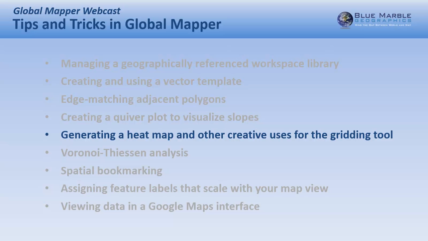So the next bullet is talking about heat mapping. Heat mapping essentially allows you to generate a density map. And you note in the bullet here it says other creative uses of the gridding tool. Gridding tool in Global Mapper essentially allows you to generate a gridded raster layer, and it's typically done with elevation. The data that Katrina was working with previously was a gridded surface model. We're going to use that same visualization to visualize different data.